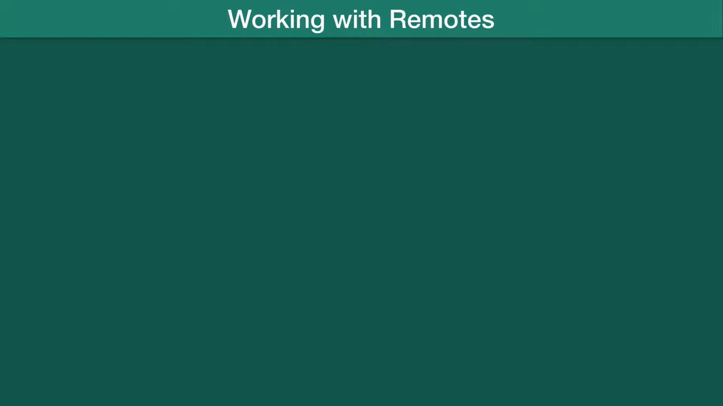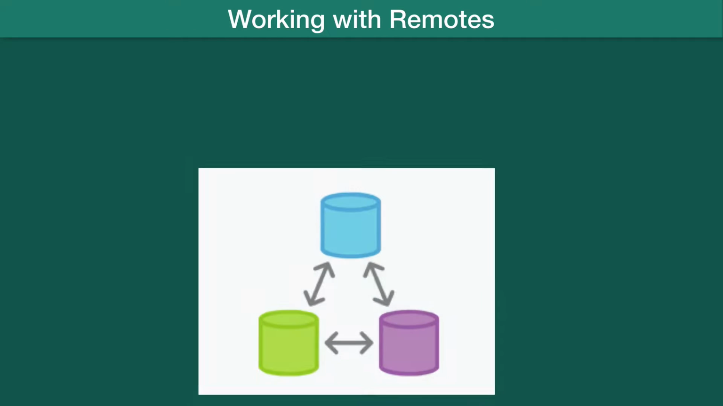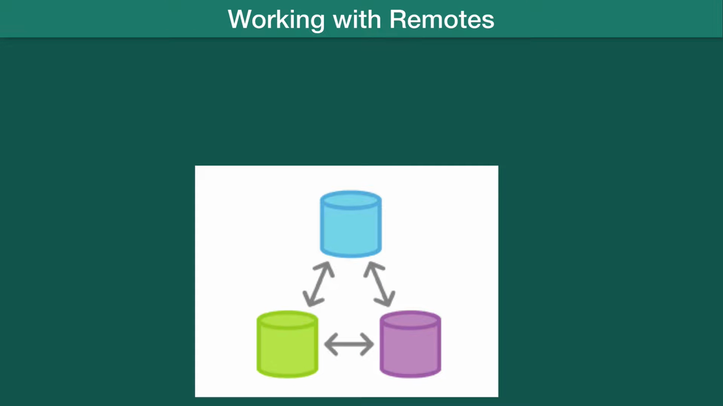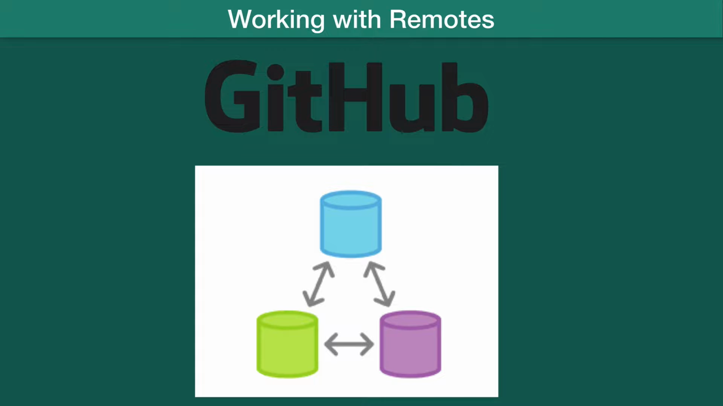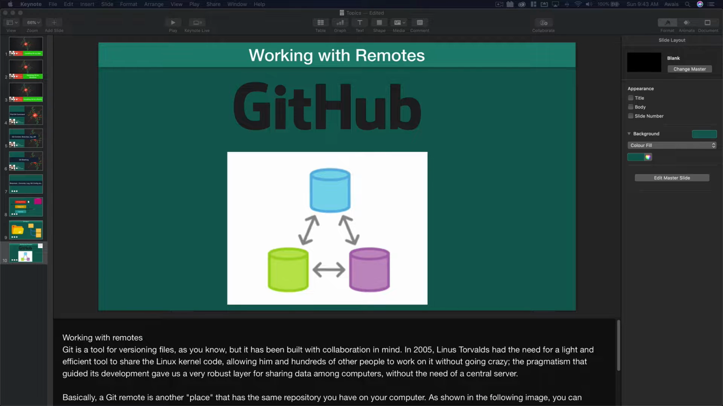Welcome back. In this video, we're going to talk about working with remotes. Git is a tool for versioning files. As you know, it's been built with collaboration in mind. Basically, a Git remote is another place that has the same repository you have on your computer. So you can access your remote repository using protocols like SSH or HTTPS. We will use GitHub to host our repository remotely. Also, in this chapter, we're going to talk about GitHub in detail.